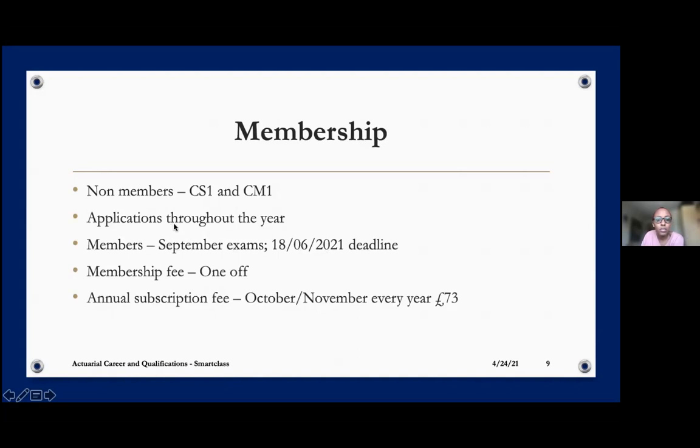So if you do not want to sit for any other exam and you just want to give a try first, you could definitely sit for these ones without being a member, because there is a membership fee that you'll have to pay. I think last time I checked it was around £200. But you'll also have an annual subscription fee to pay every year, around 73. So these are just things to note as you move along with your career.